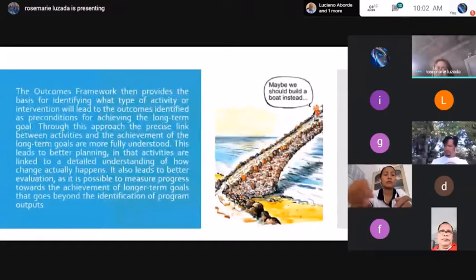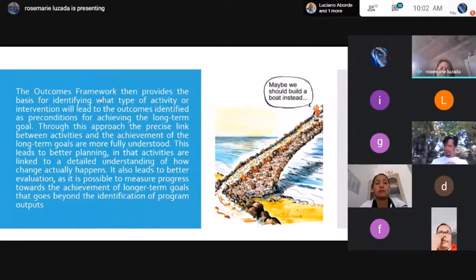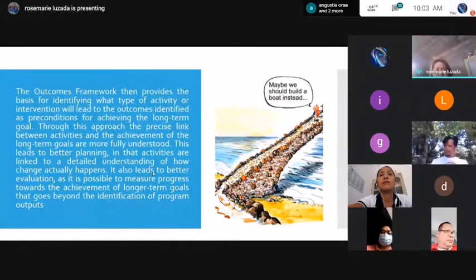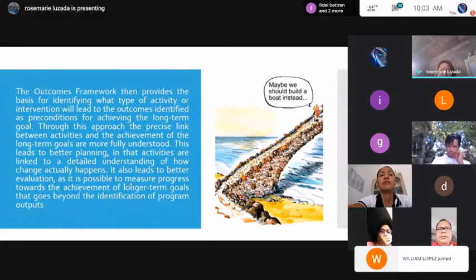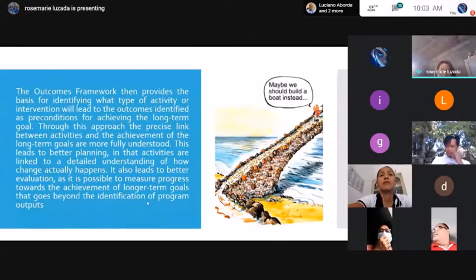Okay, so if you're going to look at the slide, the outcomes framework then provides the basis for identifying what type of activity or intervention will lead to the outcomes identified as preconditions for achieving the long-term goal. Through this approach, the precise link between activities and the achievement of the long-term goals is more fully understood. This leads to better planning, and activities are linked to a detailed understanding of how things actually happen. It also leads to better evaluation, as it is possible to measure progress towards the achievement of longer-term goals that goes beyond the identification of program outputs.